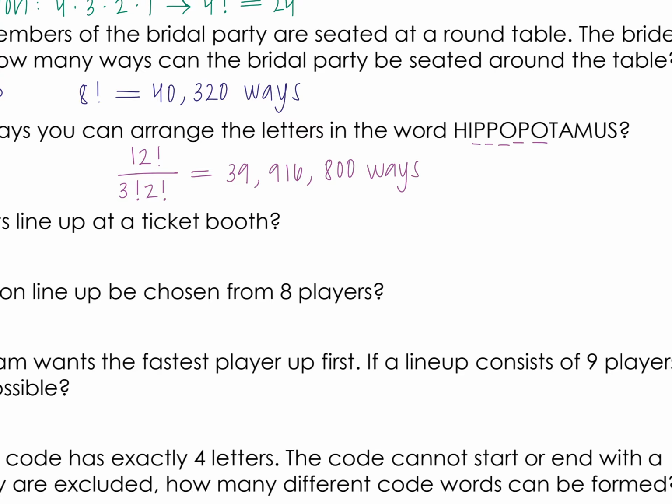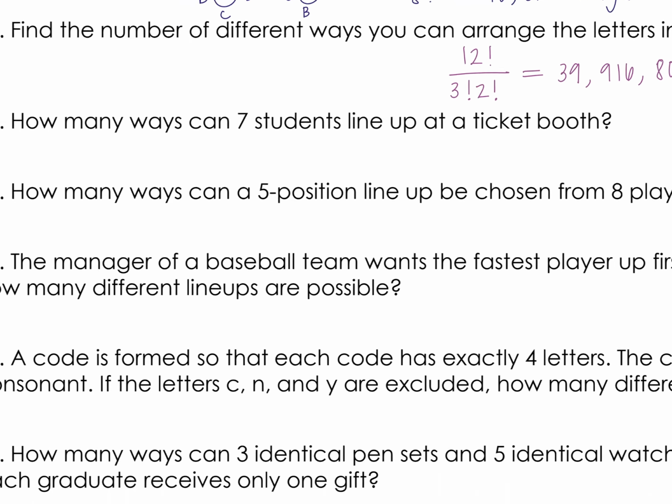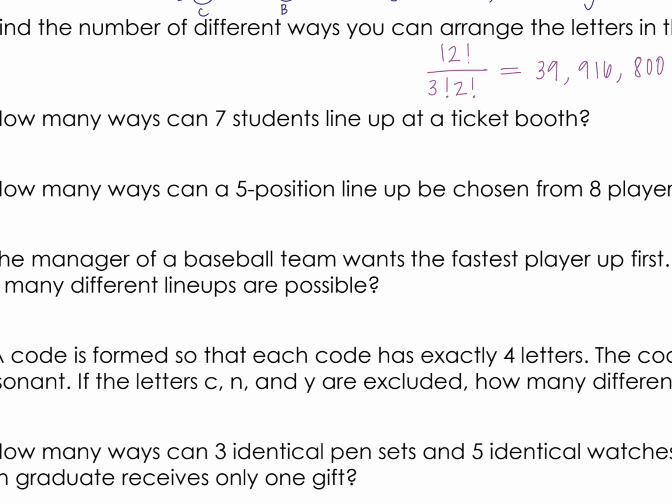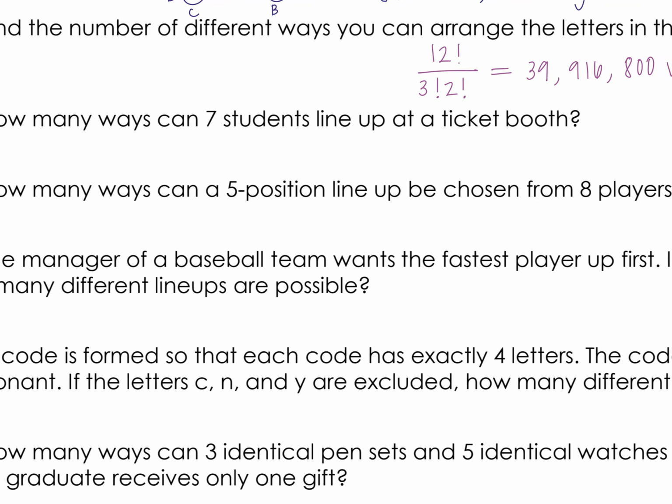Sorry, I was double checking I wrote that down correctly. All right, we got 21. How many ways can 7 students line up at a ticket booth? Okay, so we have no mention of not using everybody. So we're going to have our permutation 7, 7. We're using everybody, which remember just results in that 7 factorial. And that will be equal to 5,040.